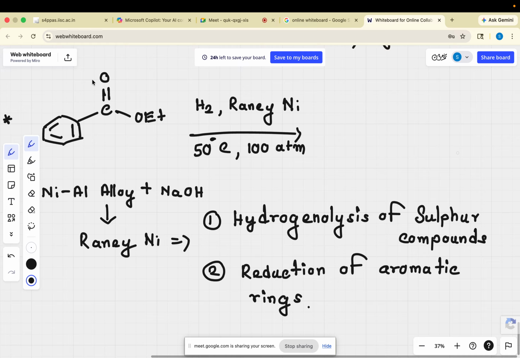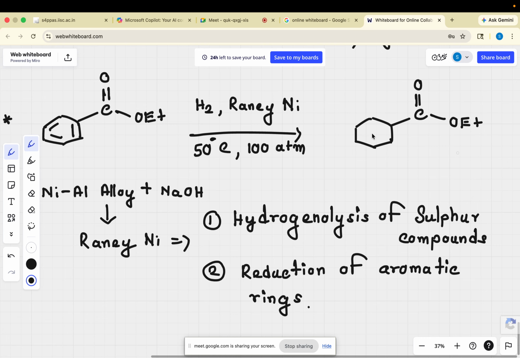Do you have any sulfur compounds in this molecule? No, right? So the aromatic ring will get reduced. After reduction, you will get this. Don't reduce the ester group; only the aromatic ring will be reduced. Again I am saying, this catalytic reduction part is very selective. We have only a few examples here, but you have to remember all the things.